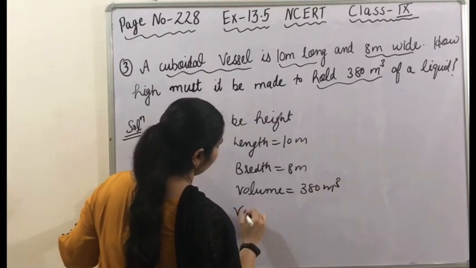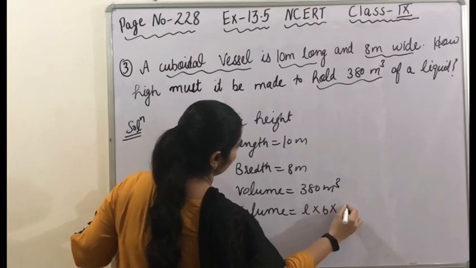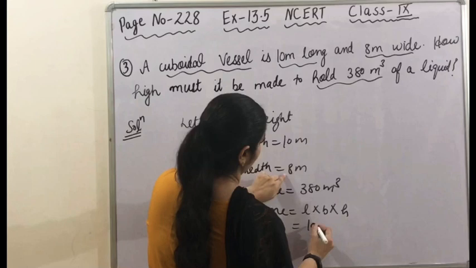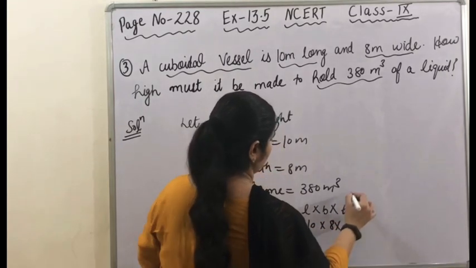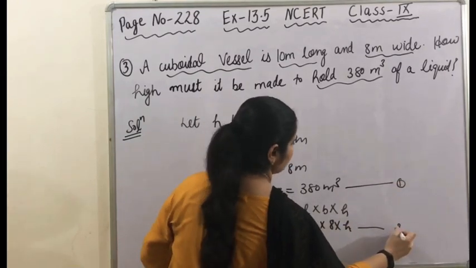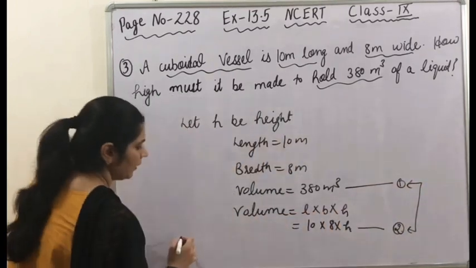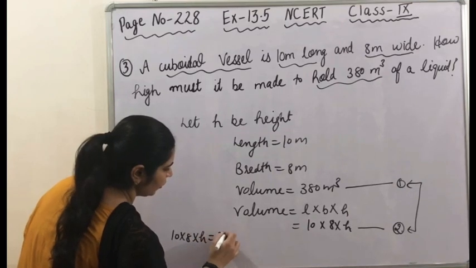We'll apply the formula of the volume. We know volume of the cuboid is L into B into H. We'll substitute the value. L is 10 and breadth is 8. Height we have taken as H. This is volume, and this is also volume. So we'll compare both the volumes. It will be 10 into 8 into H is equal to 380.